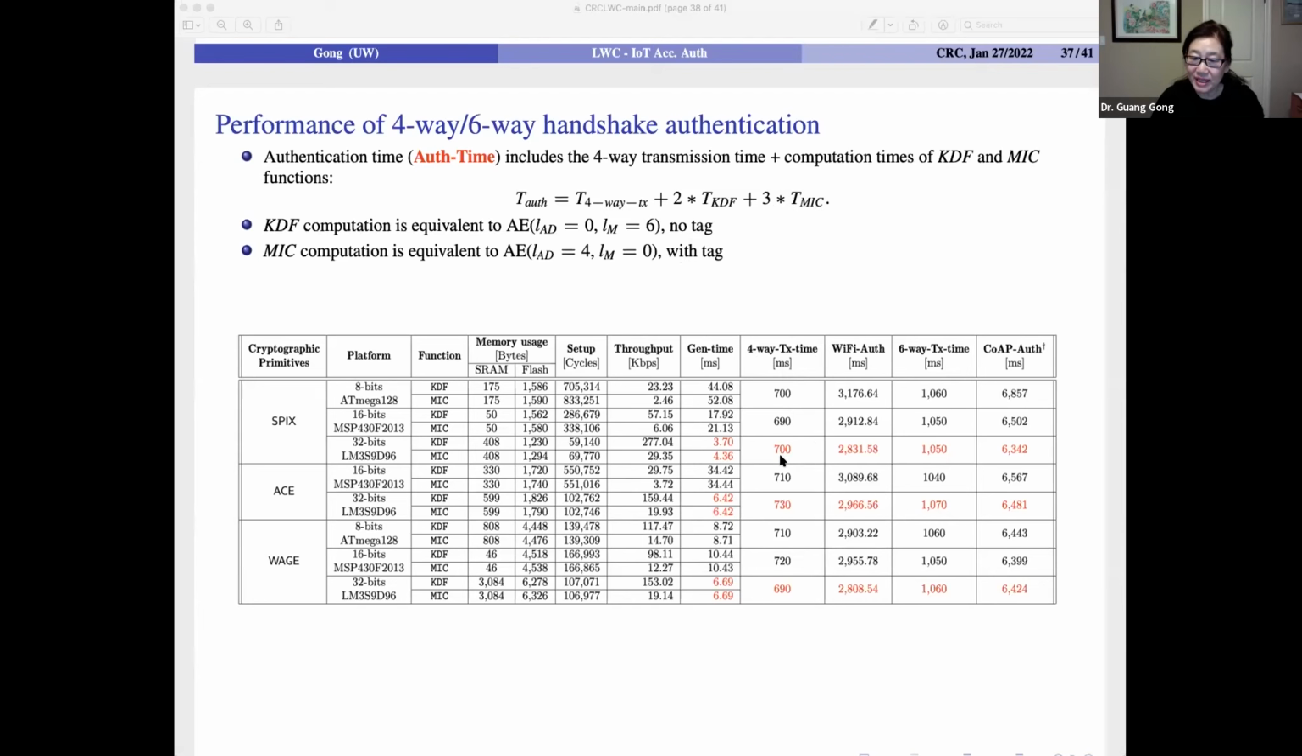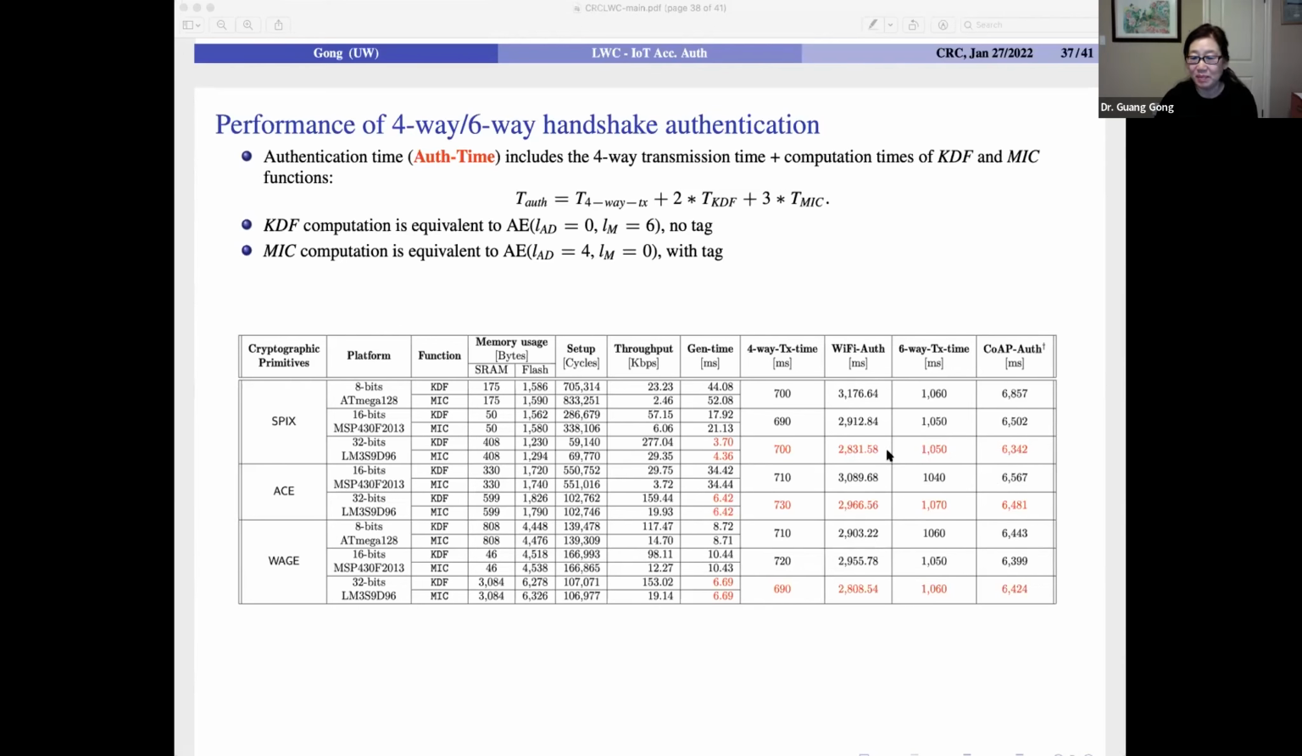So you look at the four-way. That's the Wi-Fi case. This is transmission time, 700 milliseconds. But this is your authentication, which means you're computing your MAC. It's almost 3,000 milliseconds. And for the six-way, for CoAP, so this is datagram TLS, of course, the transmission time is about 1,000 milliseconds, but the cryptographic computation is this. So you can immediately realize basically crypto operations dominate the entire authentication protocols.